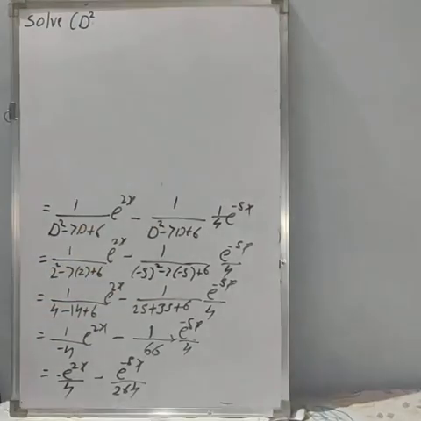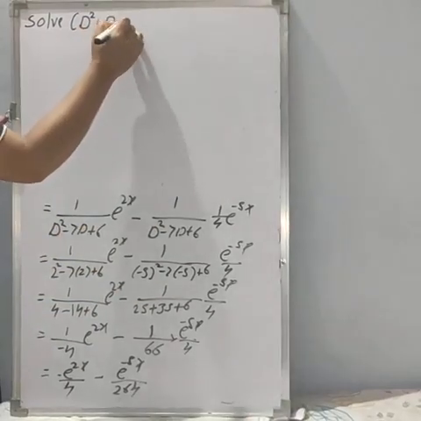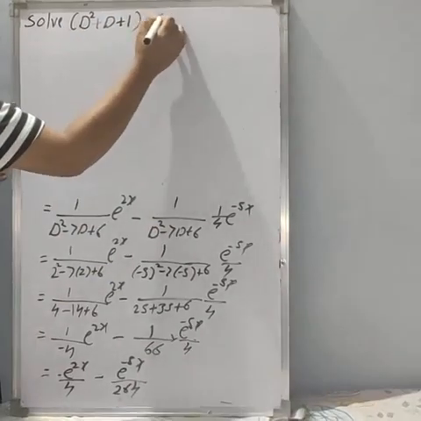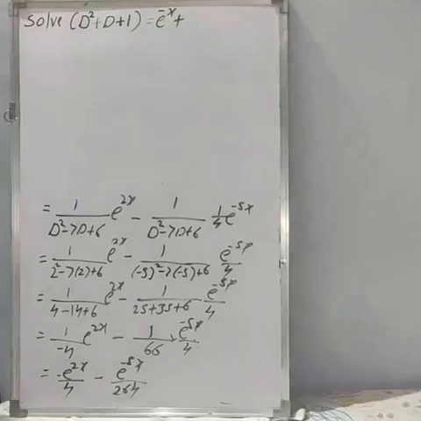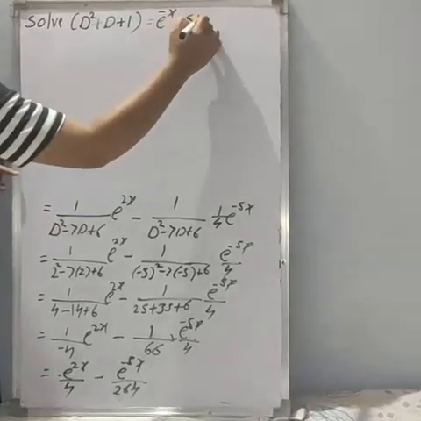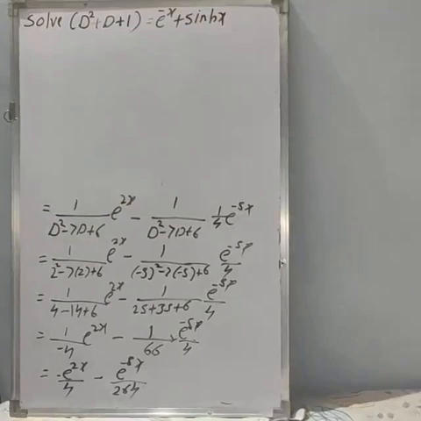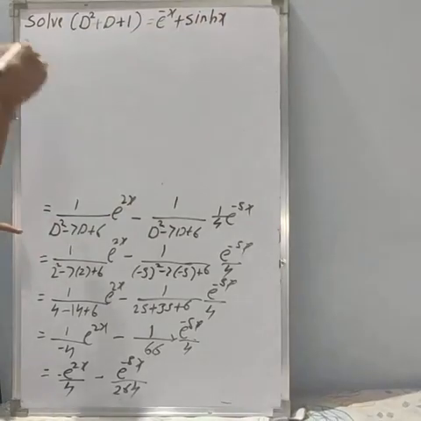Next example is solve d square plus d plus 1 is equal to e to the power of minus x plus sine hyperbolic x. First we will find the complementary function.